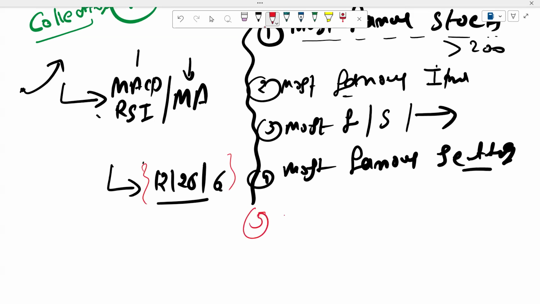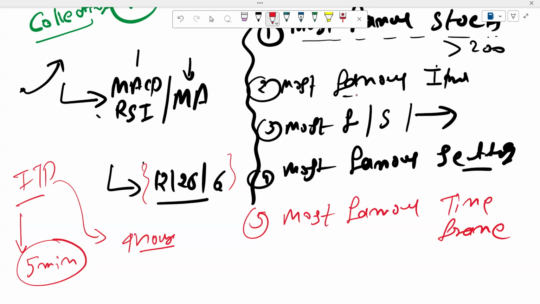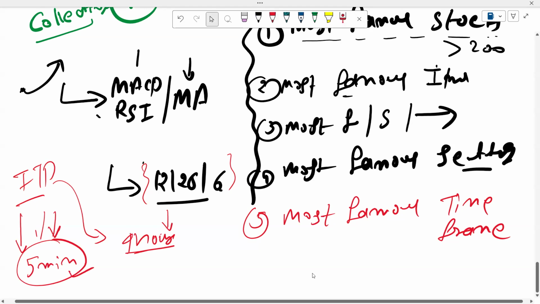And number fifth, most famous time frame. If you are an intraday trader, the most famous time frame I told you is 5 minute. Now you are trying to be unique in the market, and you are using 4 hour candles. Everyone is using the 5 minute, so you will be alone. So do not use the 4 hour. Only use the most famous time frame, 5 minute. I request you that this video will end in 5 minutes, so try to join on the same link back.